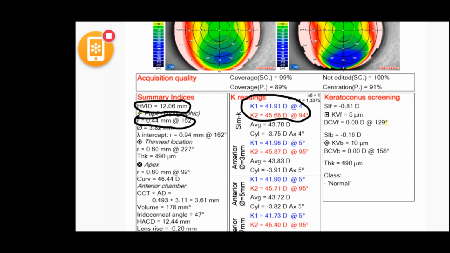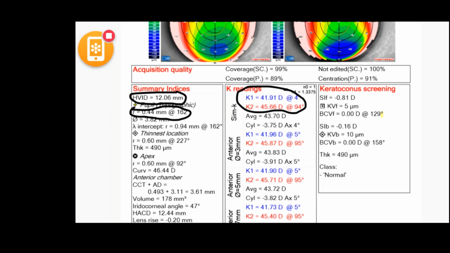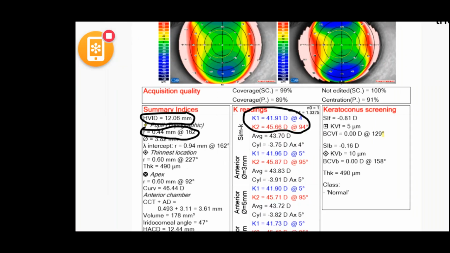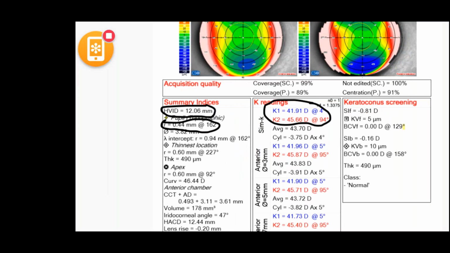And there are so many other things, but right now, just grossly when you're looking at it, you don't want to go into the numbers in detail. You want to look at the keratometric values K1 and K2. This is at 3 millimeters. And then the further below you go, this is at 5 millimeters, 6 millimeters and 7 millimeters. So these are your keratometric values. The keratometric values will grossly give you your K readings.